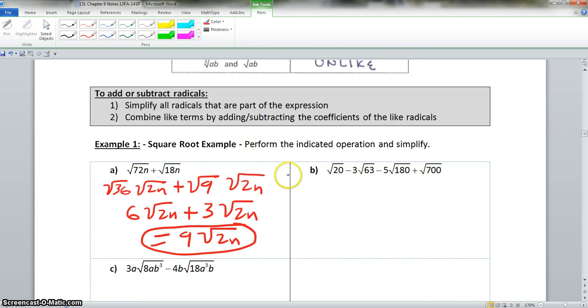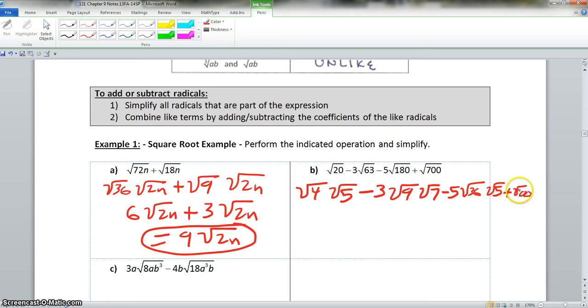Now we come here to B. We need to do the same thing we just did for A. Take out the highest perfect square, so it'd be square root of 4, square root of 5, minus 3. The highest perfect square in 63 is 9. That'll leave us 7. Minus 5. The highest perfect square in 180 is 36. And that will leave us 5. And now we have 700. The highest perfect square in 700 is 100. And we know that will leave us 7.